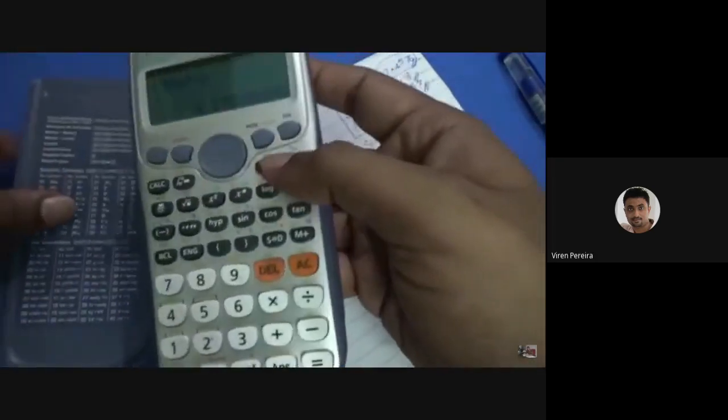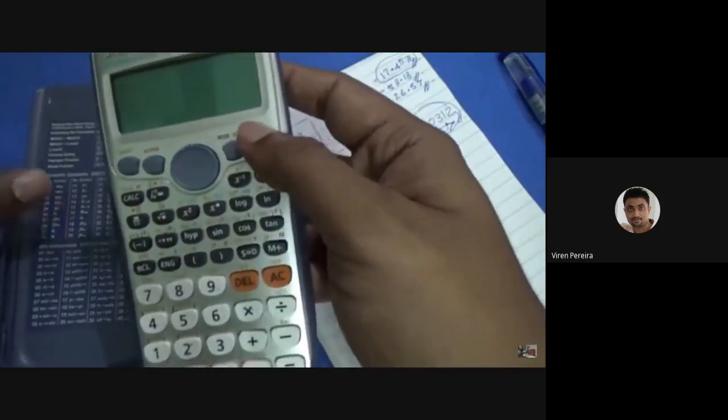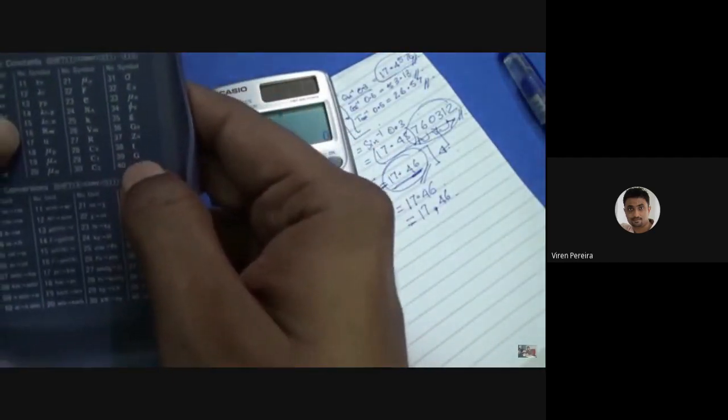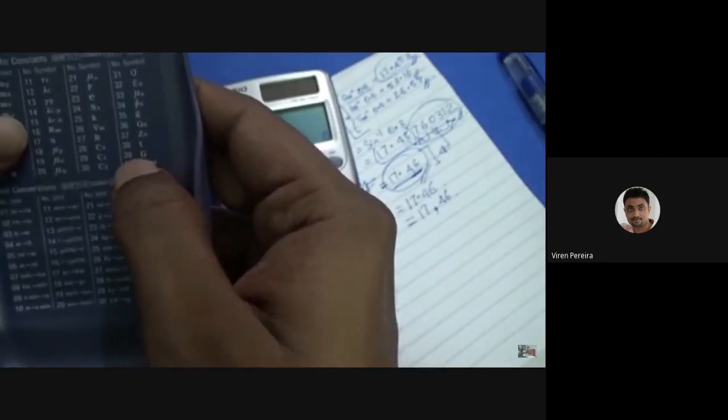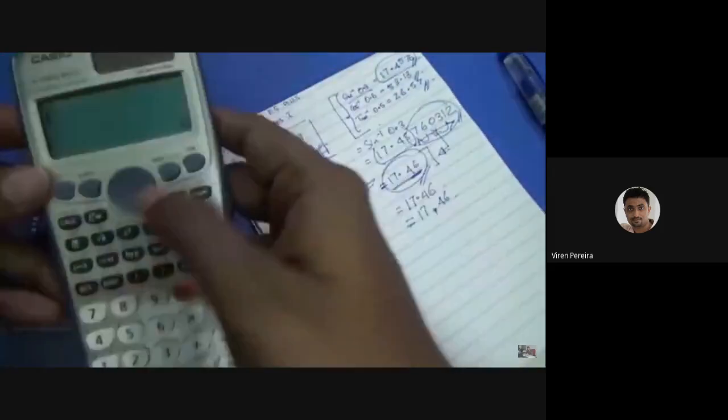Now say I want to find out the gravitational constant, or the universal gravitational constant. The universal gravitational constant is basically expressed as G, which you can see. Now it is representing number 39. So if I want to find out that value, how can I do it?